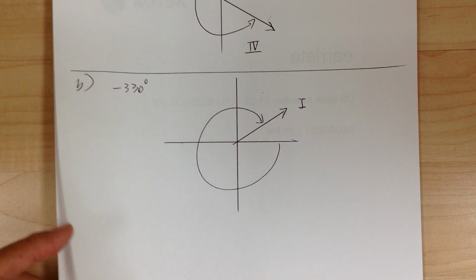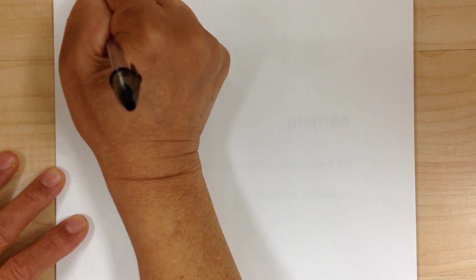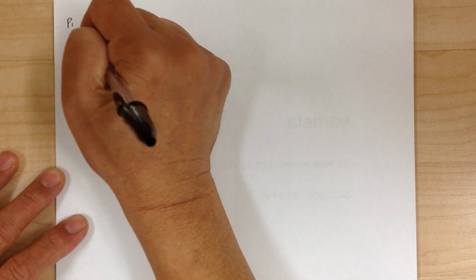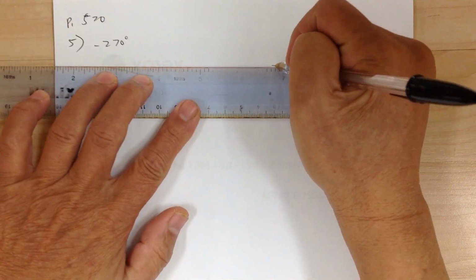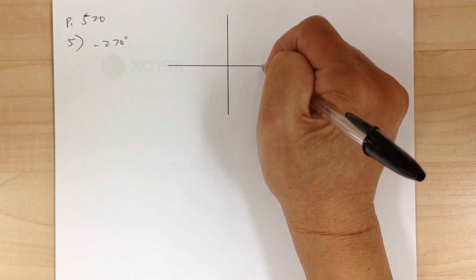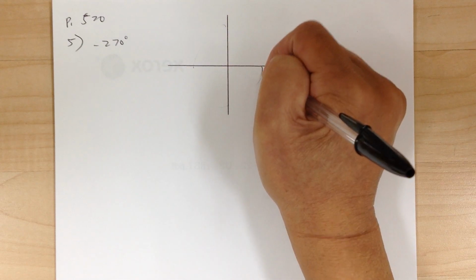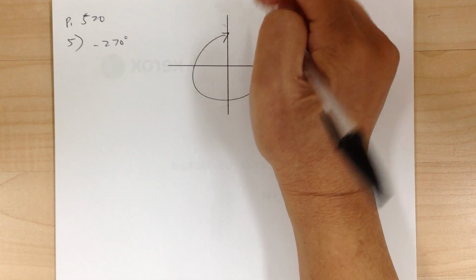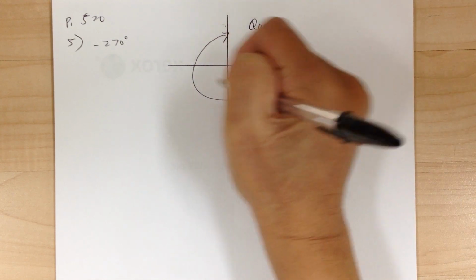Okay, let's go to number 5. Okay, number 5 is negative 270 degrees. So you're going backwards, so from here you go 90, 180, 270. So it'd be right over here. And in this case, this would be a quadrantal angle. Okay, because it's around the quadrant.